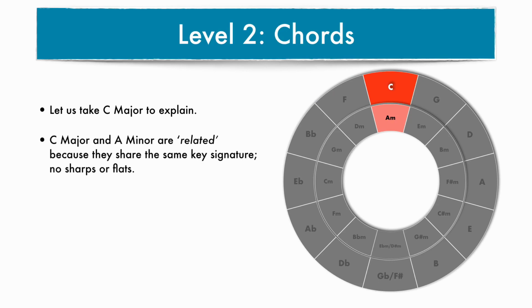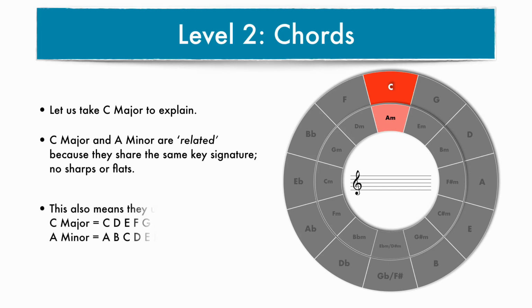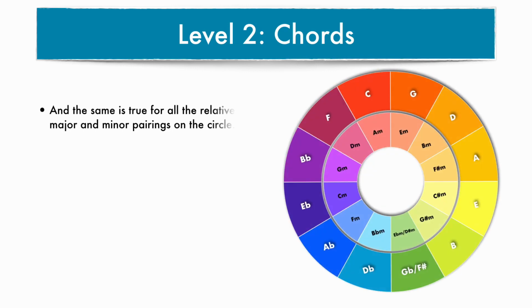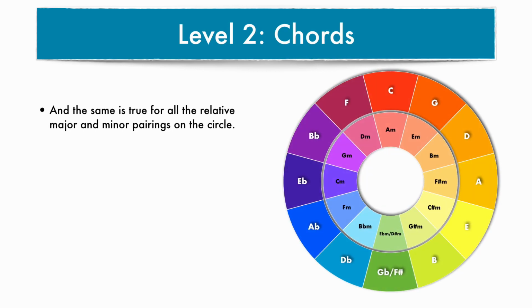C major and A minor are related because they share the same key signature, no sharps or flats. This also means they use the same notes. C major has C, D, E, F, G, A, B and C. And A minor is the exact same notes, just beginning on A: A, B, C, D, E, F, G and A. And the same is true for all the relative major and minor pairings on the circle.